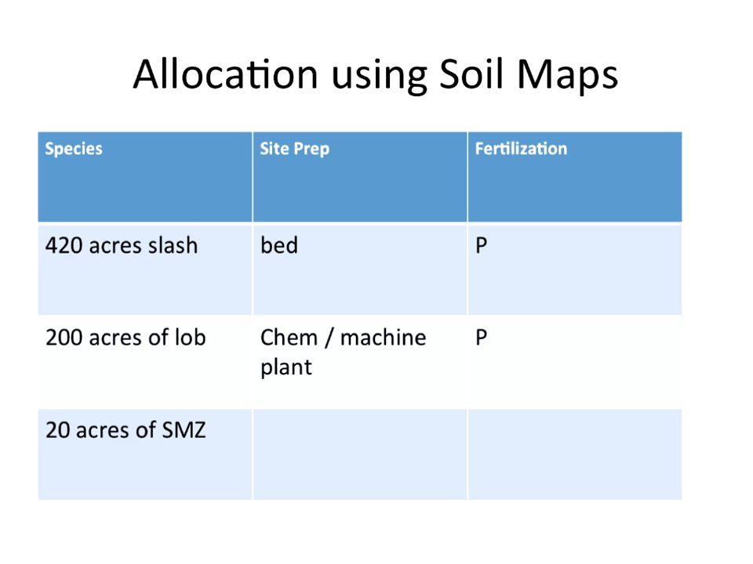As a result, I've been able to plan that I'm going to plant 200 acres of lob, that I'm going to chemical and machine plant, and I'm going to have to hit it with a pretty good application of phosphorus. I'm going to go ahead and plan on planting 420 acres in slash. I'm going to bed that, and I'm going to hit it with a lighter application of phosphorus.